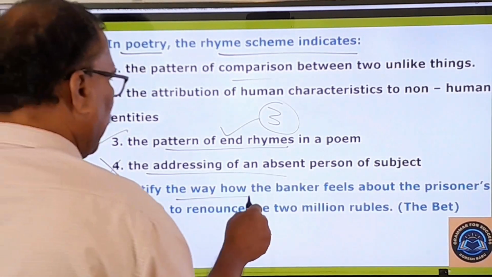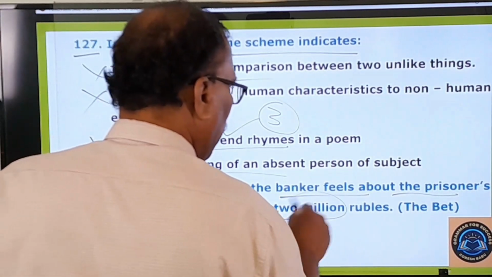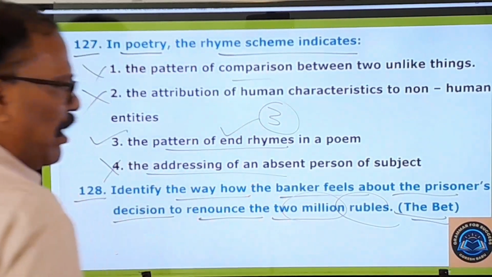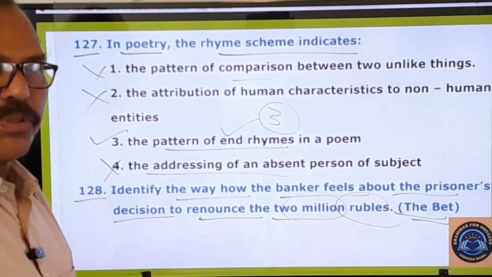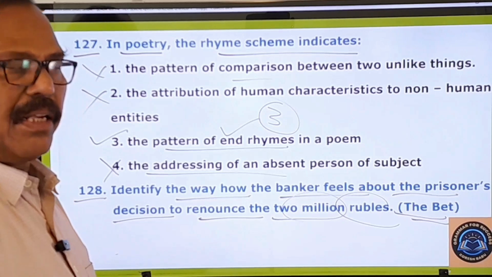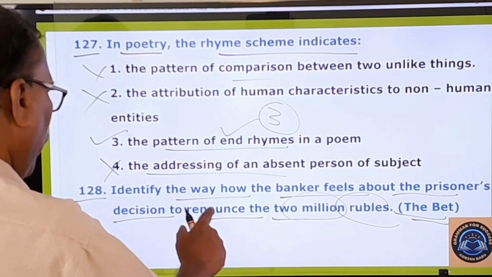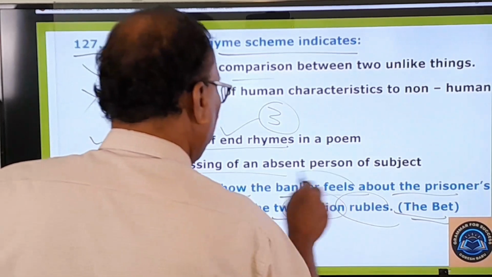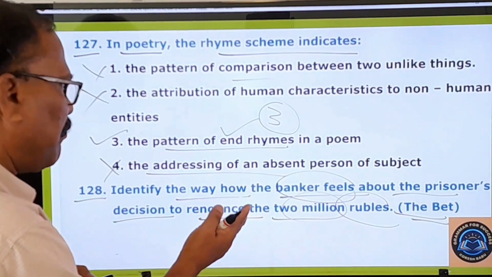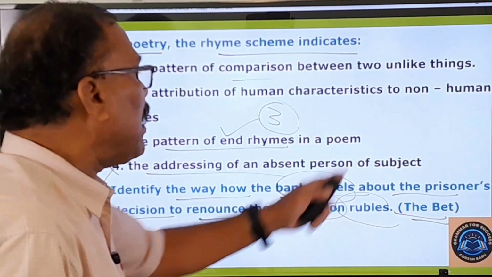Identify the way the banker feels about the prisoner's decision to renounce the 2 million rubles. "The Bet" is a story written by Anton Chekhov, and that story is also under preparation, and it is also going to be uploaded very shortly. What is the reaction of the banker about the prisoner's decision to renounce? He has given up 2 million rubles.